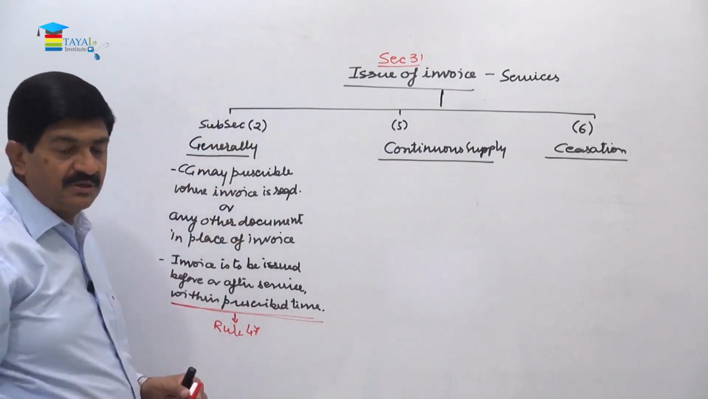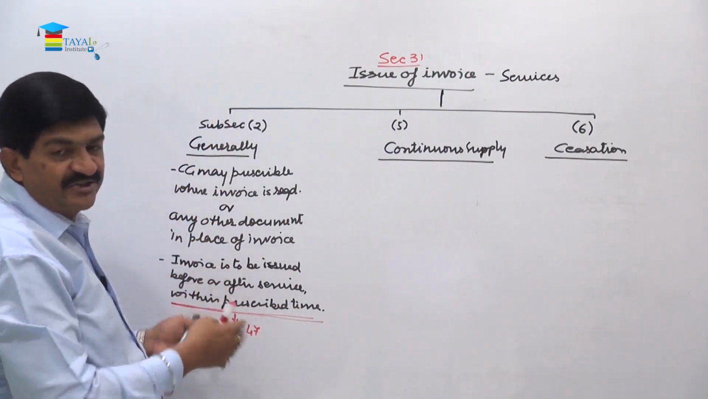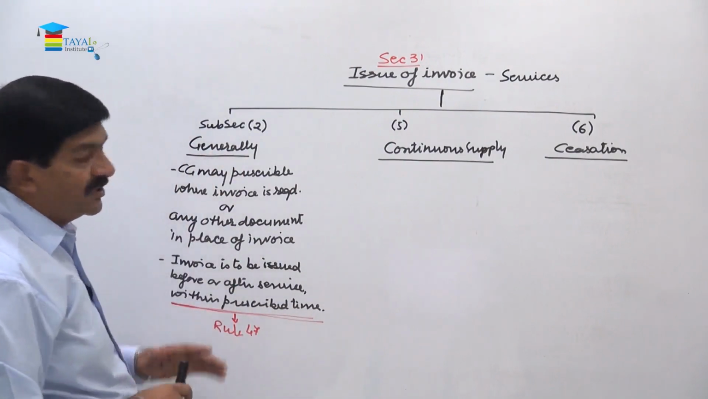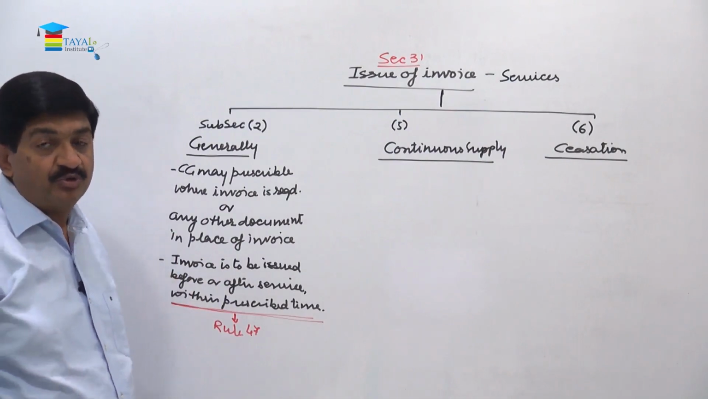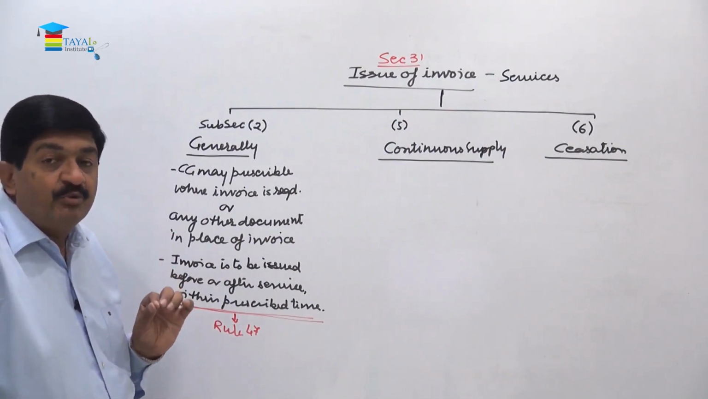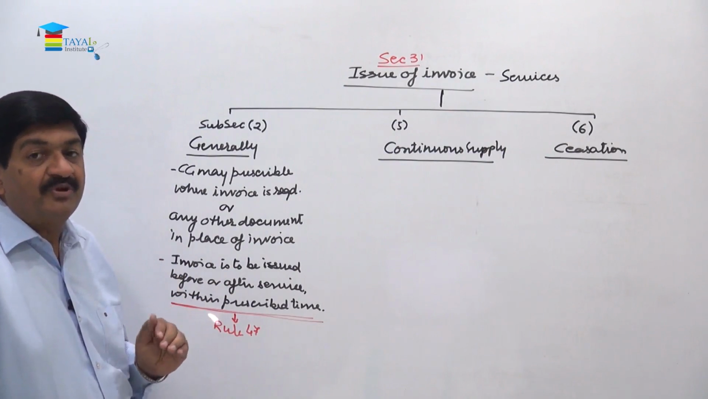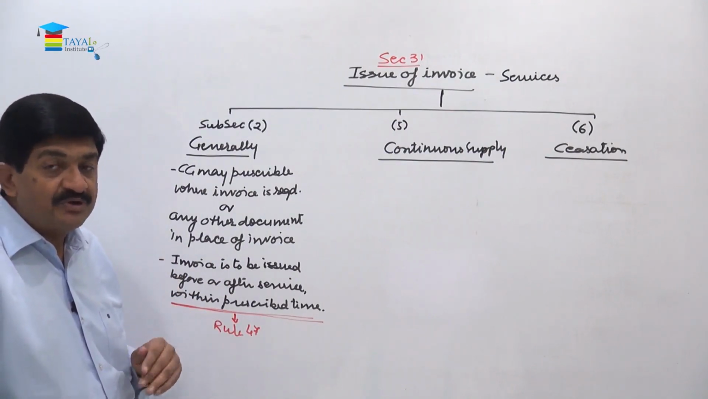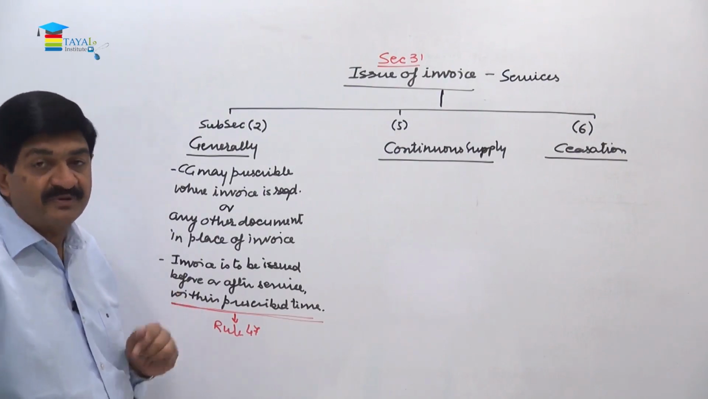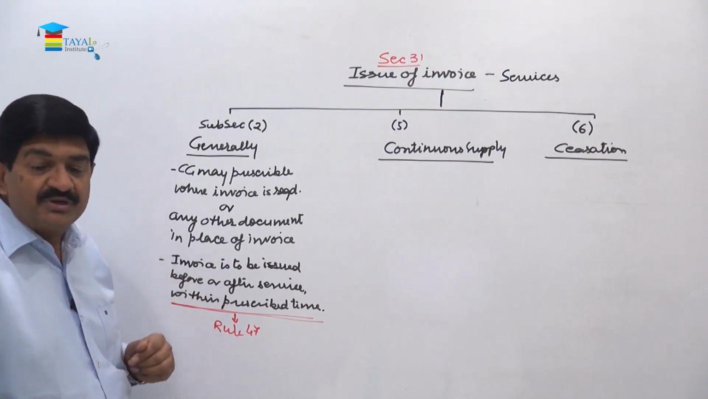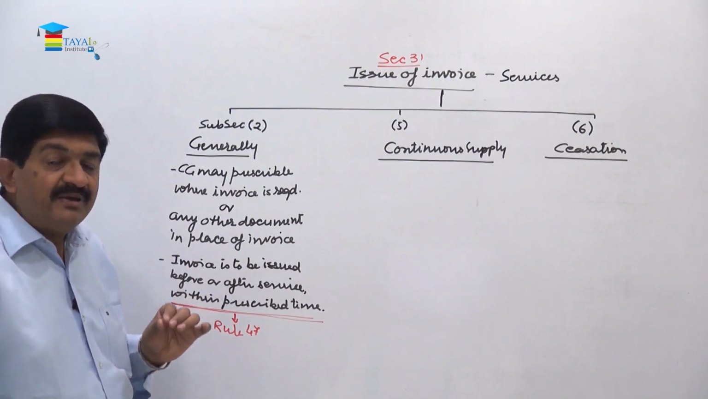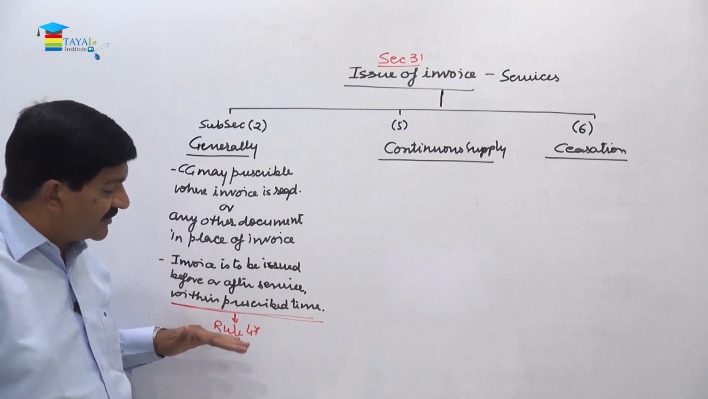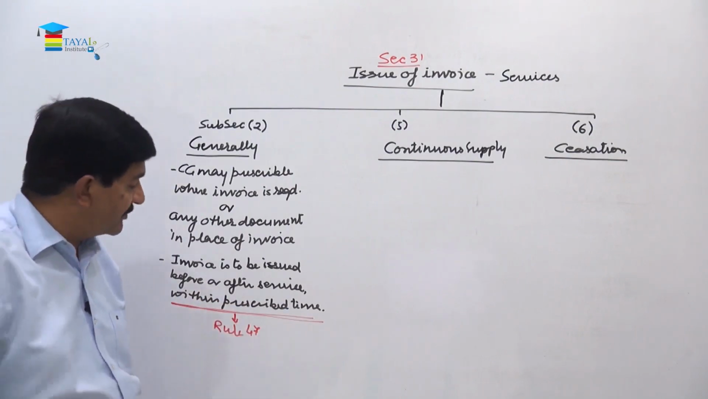You can continue here itself, but I'll need the space, so I'll need to clear this, right? So this is subsection 2, when the invoice is required to be issued. The first thing is whether invoice is required or not, that is to be prescribed by government. Number 2, any other document in place of invoice is also acceptable, that will also be prescribed by the government. And if invoice is required, within how much time it has to be issued, that should also be within the prescribed time, and that is governed by rule number 47.